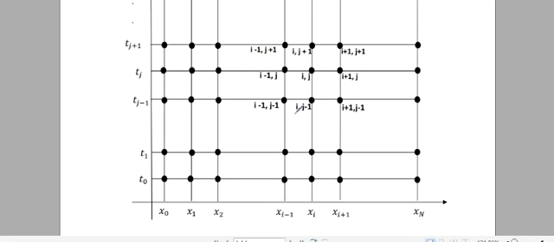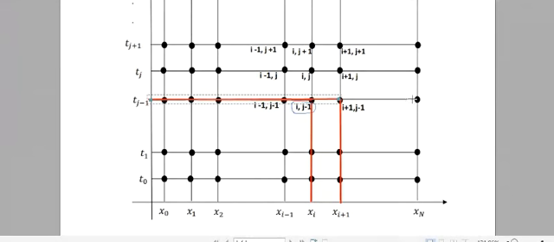The next one is I and j minus 1 because this point is connected to x with subscript I, and this point also connects to t with subscript j minus 1. The next point is I plus 1 and j minus 1 because this point is connected to x I plus 1 and again connected to j minus 1.